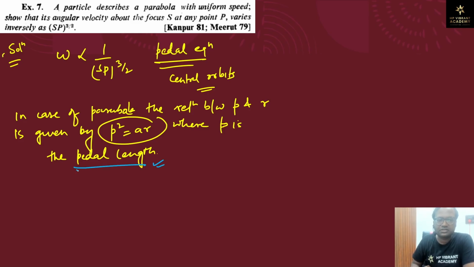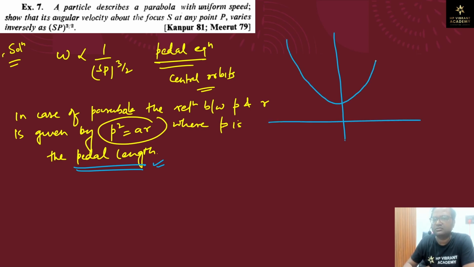Let us understand this graphically. Let us draw a parabola like this. Let us consider this as the focus. We will drop a perpendicular on a tangent. This is our tangent, drawn at point P, and this is the focus S. This is our radius vector.